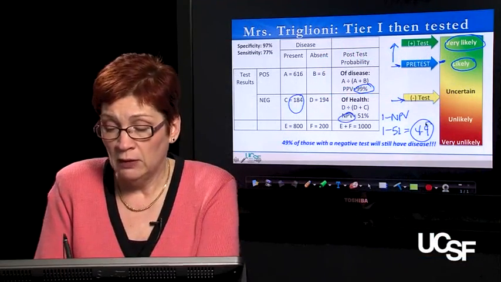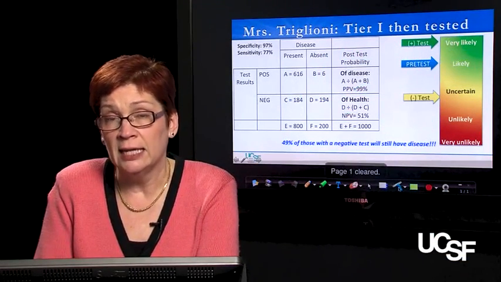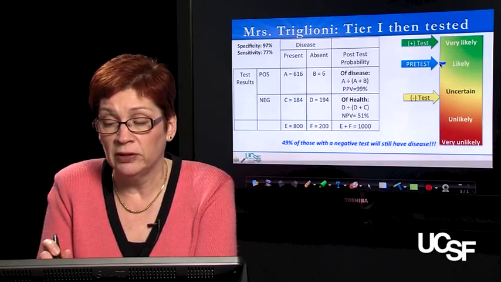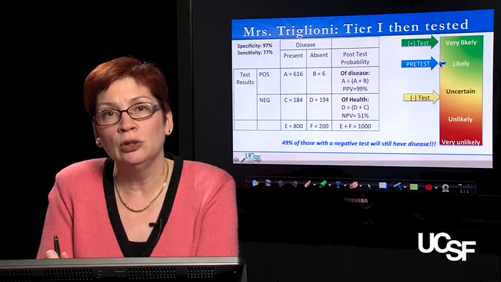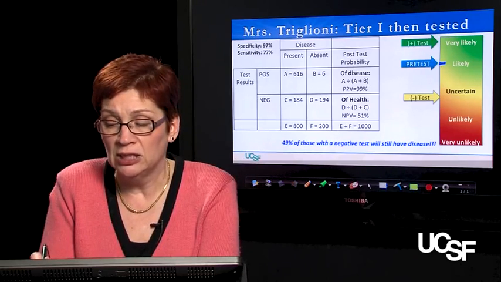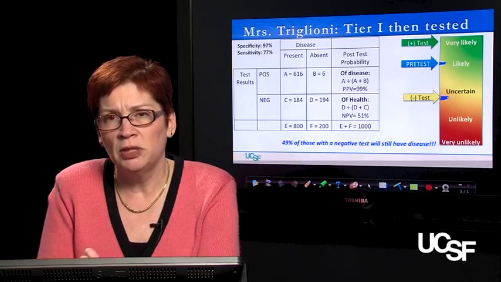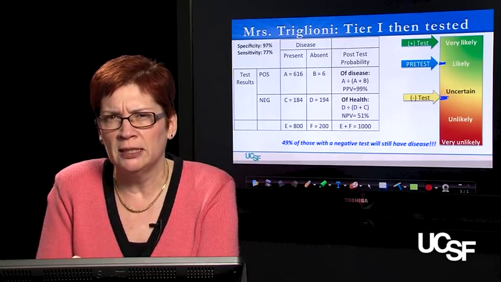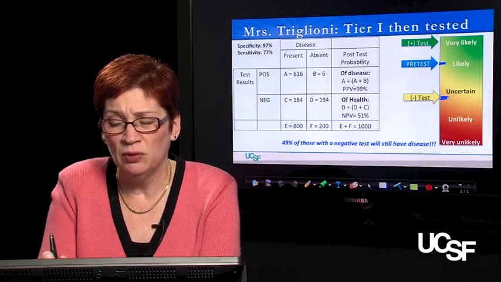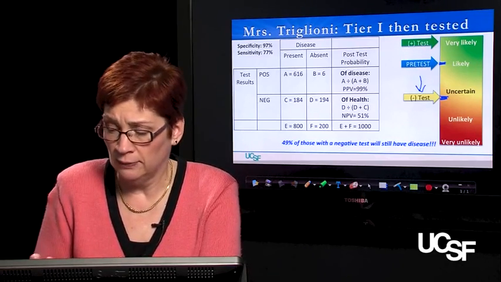So if she, in fact, has a negative test, starting with a pretest probability that's very likely, we didn't exclude the possibility of pulmonary embolus. We just moved it from likely to uncertain. And with a serious disease like pulmonary embolus, that doesn't feel good enough for us to feel confident to tell her that she's free of disease. It just moved us a little bit in that direction.